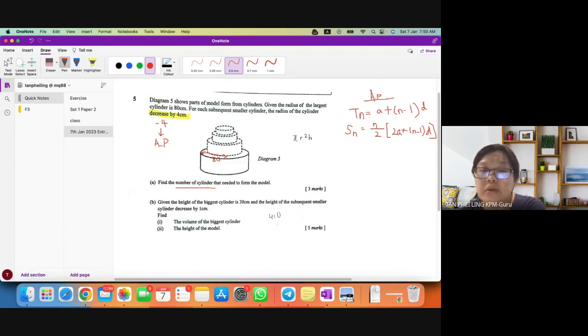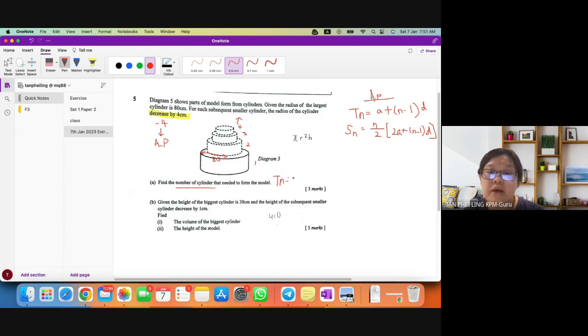So now back to our question. They gave us the biggest one and then each one getting smaller by 4. You want to find the number of cylinders needed to form the model, which means you have to find out how many cylinders there are. So this one is considered 1, this one is considered 2, 3, 4, and there could be some more. These are our terms, which means the question is asking for Tn.